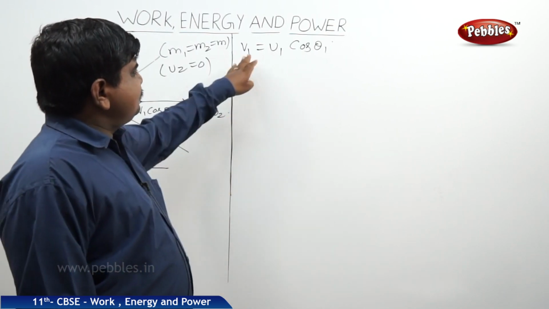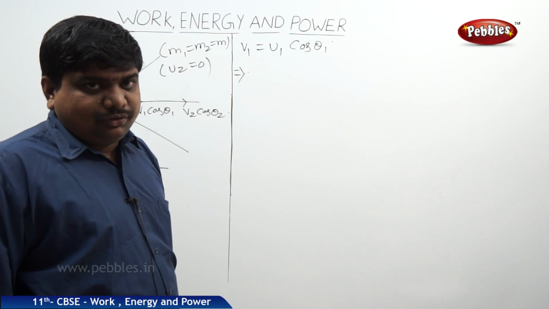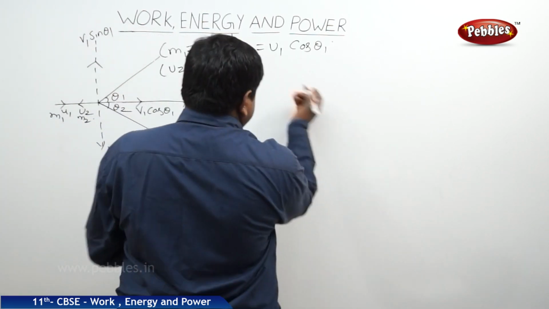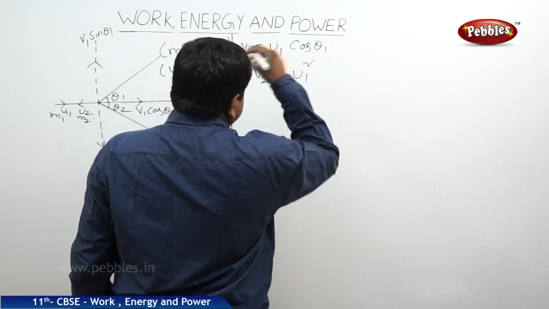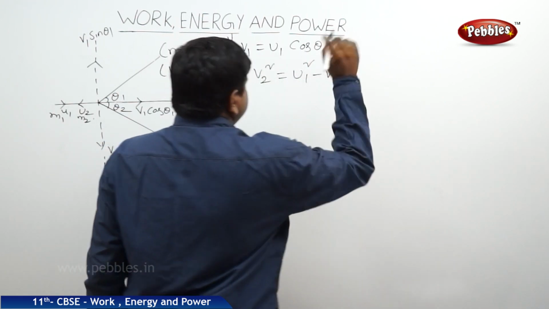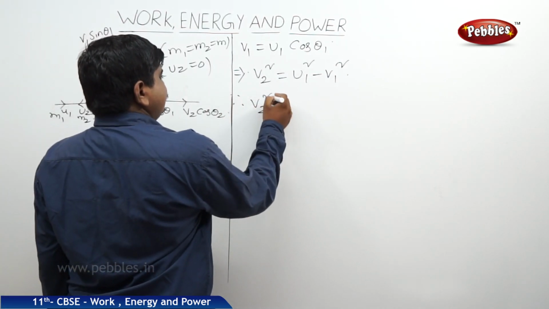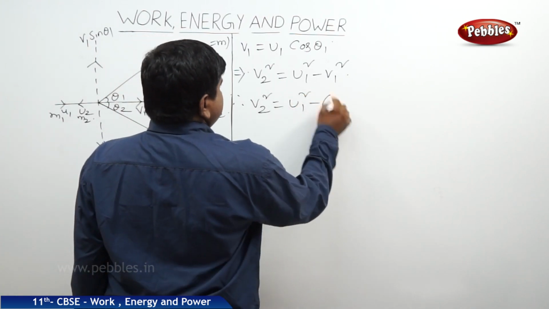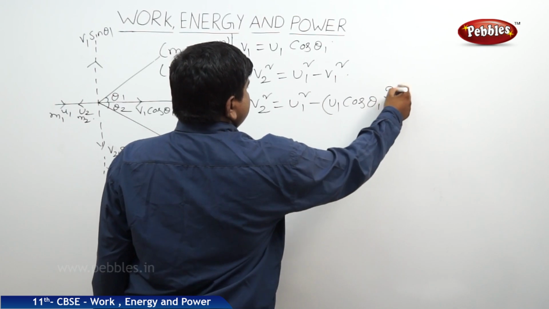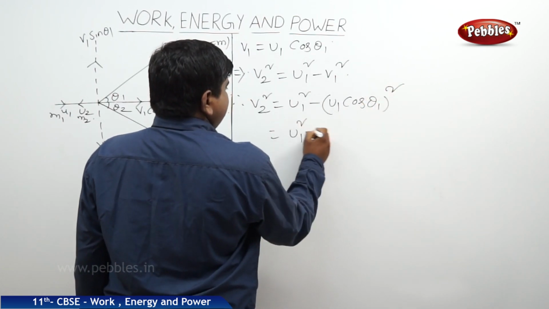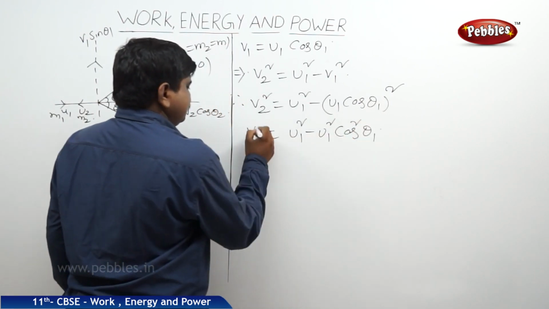Now we are substituting this v1 value in the previous equation. So the equation is v2 square is equal to u1 square minus v1 square. So therefore v2 square is equal to u1 square minus, where v1 is u1 cos theta 1, whole square. So it is u1 square minus u1 square cos square theta 1 is equal to v2 square.